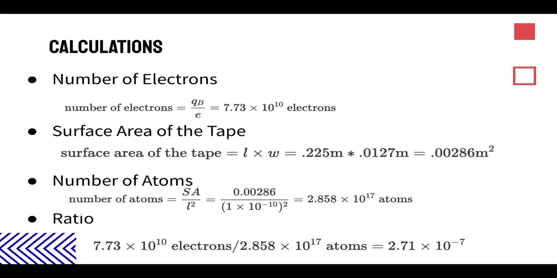I found the number of electrons, the surface area of the tape, the number of atoms, and the ratio of electrons to the atoms on the surface of the tape using the equations shown here.